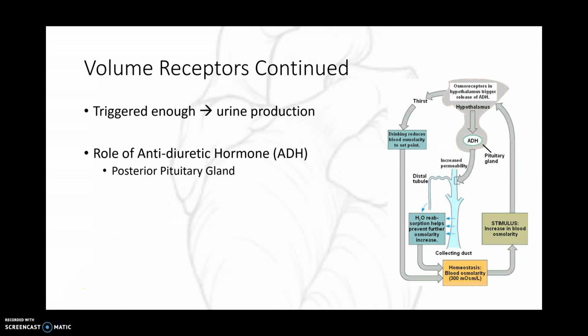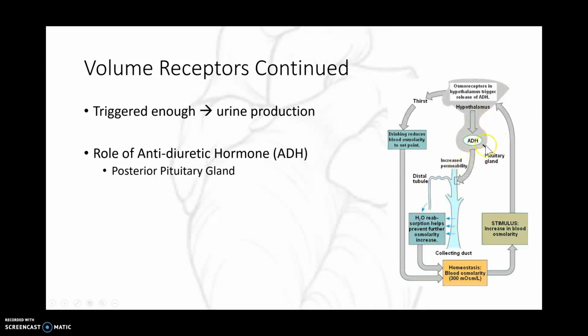Okay, we're going to finish up talking about these volume receptors, and then we're going to move on to some breathing mechanisms in the next screencast. So if these volume receptors that we just talked about are activated enough, they will actually trigger an increase in urine production. They will increase urine production as a result of their impact on the antidiuretic hormone, so ADH.